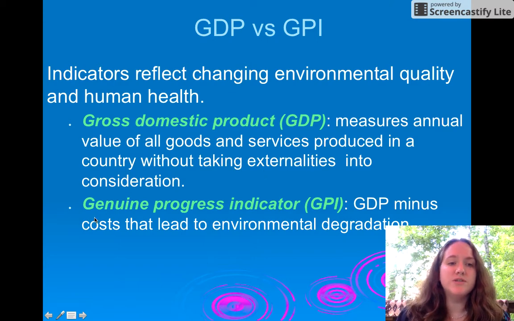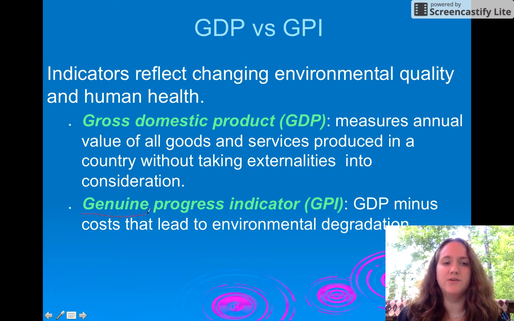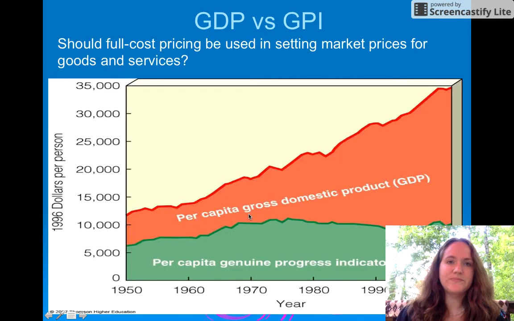So we want to use this genuine progress indicator down here. This is going to be very important to us. I'm going to underline it because this is what we want to actually use when we are talking about environmental science and economics. So this is your GDP minus the environmental costs. So this does include pollution, waste, all those nasty things that people have to deal with. And that's going to give you a much better indicator of what is the actual quality of life in an area.